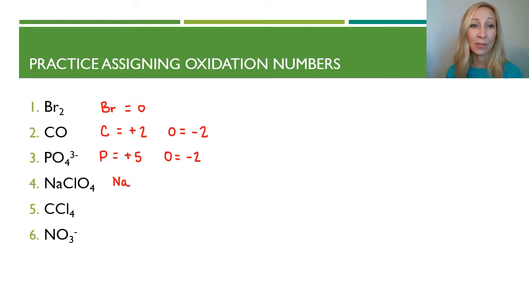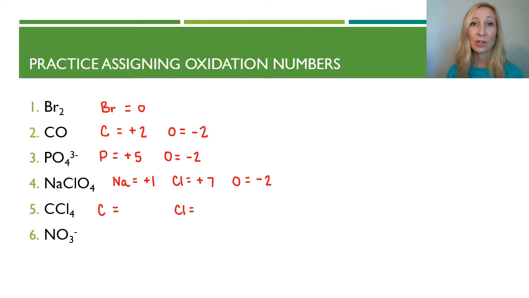Now we have sodium, chlorine, and oxygen all in this molecule, and it's a neutral compound. So the oxygen is going to be a -2, and there are 4 of them. So that gives us a -8. The sodium is going to be +1. So that means that our chlorine is going to have a +7 oxidation state.